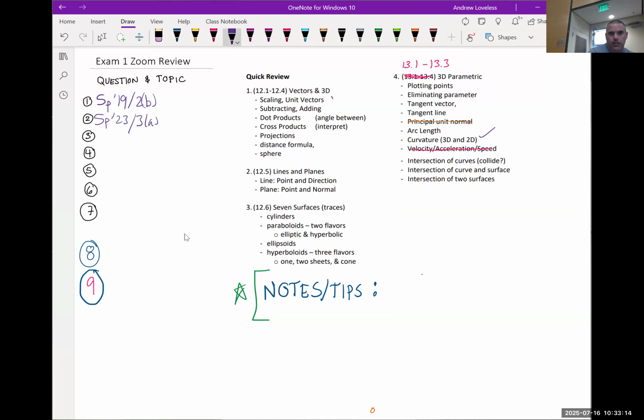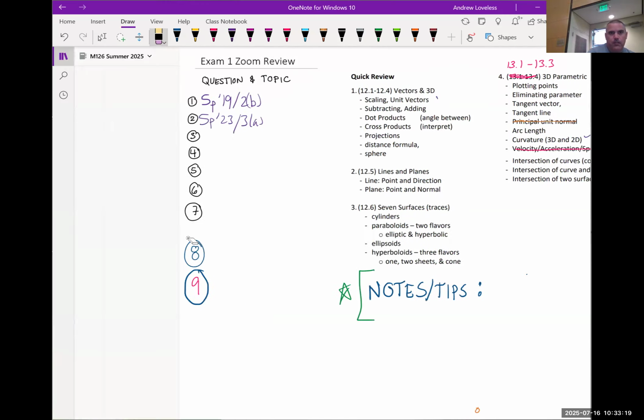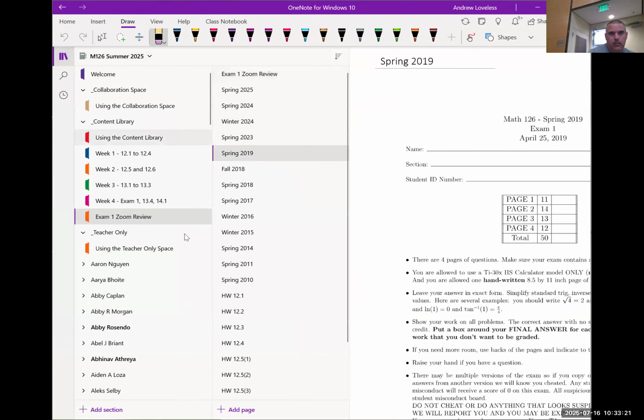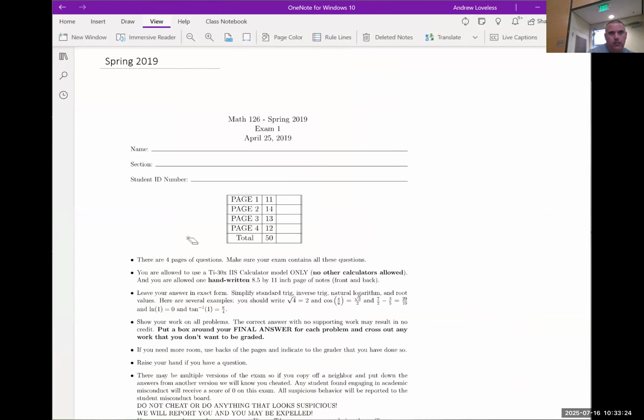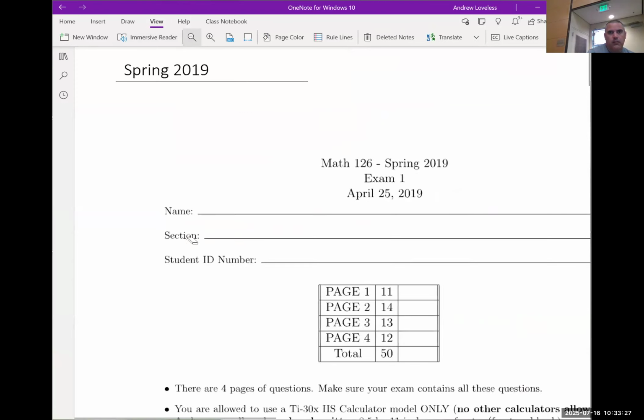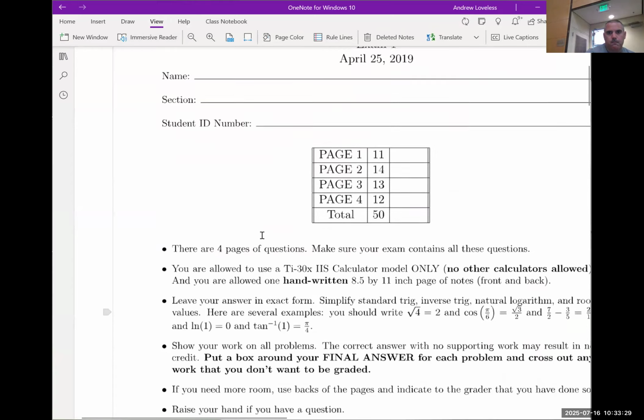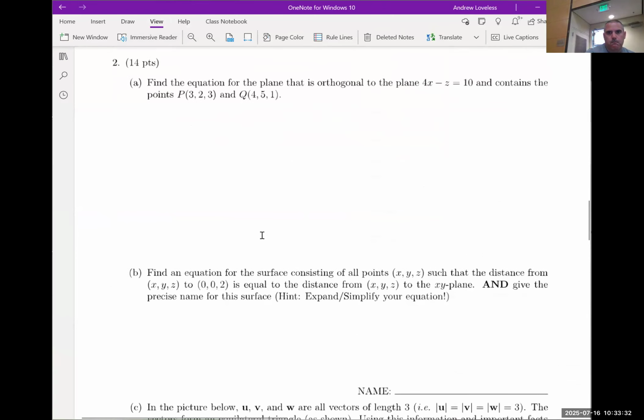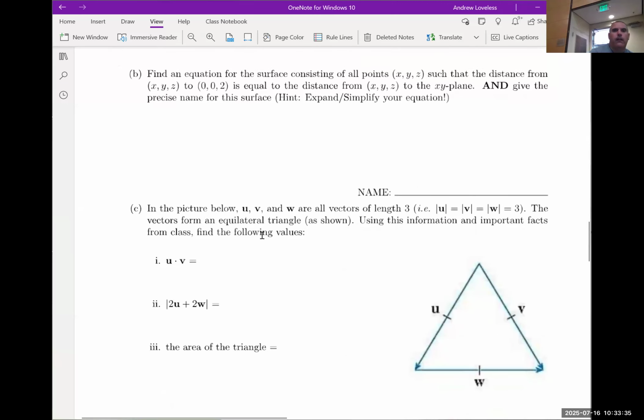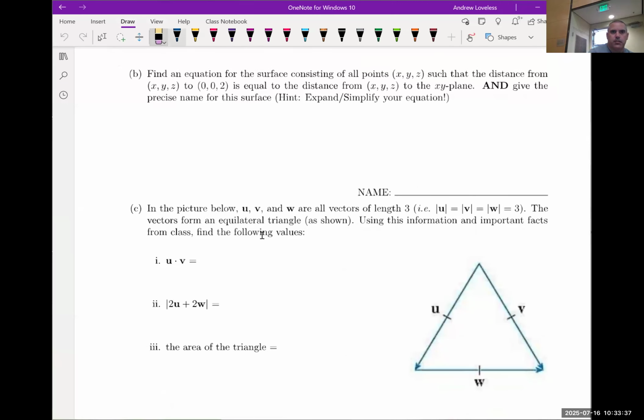So something to do with curves, something to do with lines and planes, probably, maybe not. Let's go take a look. So spring 2019. Is this the right one? This translation question. Find the equation of the surface consisting of all points such that the distance from the point to here is equal to the distance from the point to the XY plane.